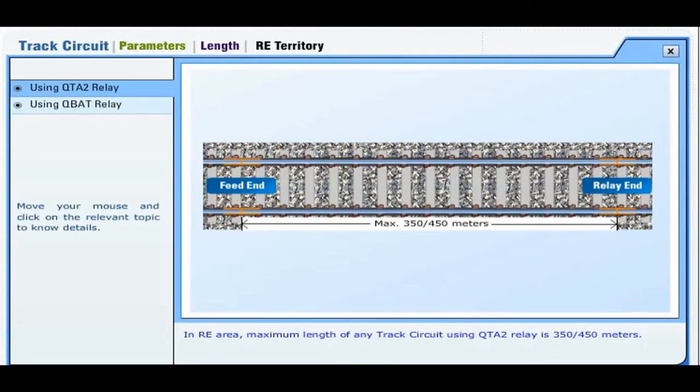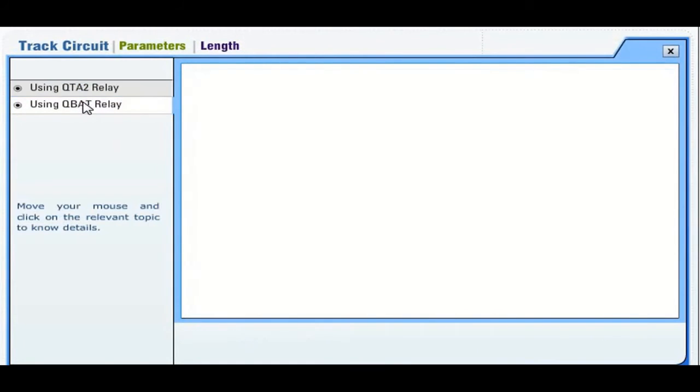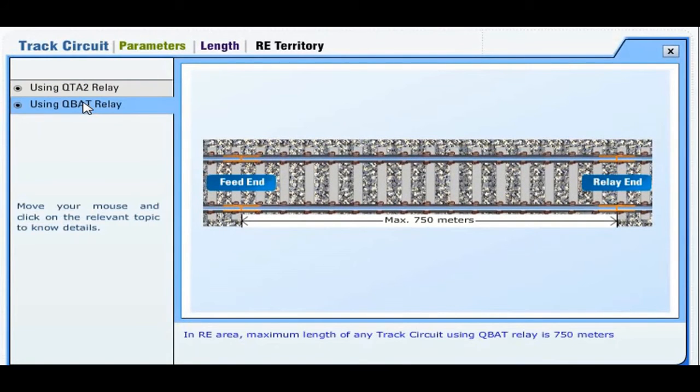In RE area, maximum length of any track circuit using QTA2 relay is 350 or 450 meters. In RE area, maximum length of any track circuit using QB80 relay is 750 meters.